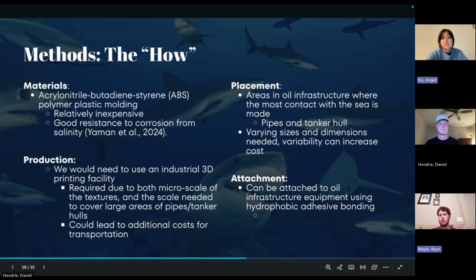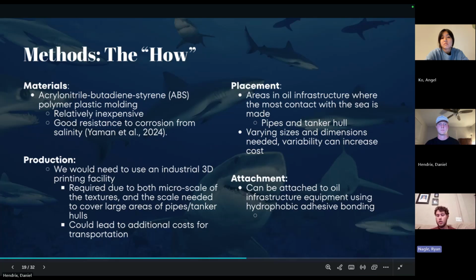As far as the placement goes, where we're going to be placing the molding, it's going to be in any area where pipes have the most contact with ocean water. So, for example, anywhere where pipes are completely submerged underwater is where we're going to be implementing this molding. And we also need to take into account the varying sizes of different pipes, radiuses of inner walls, outer walls, etc., different specifications.